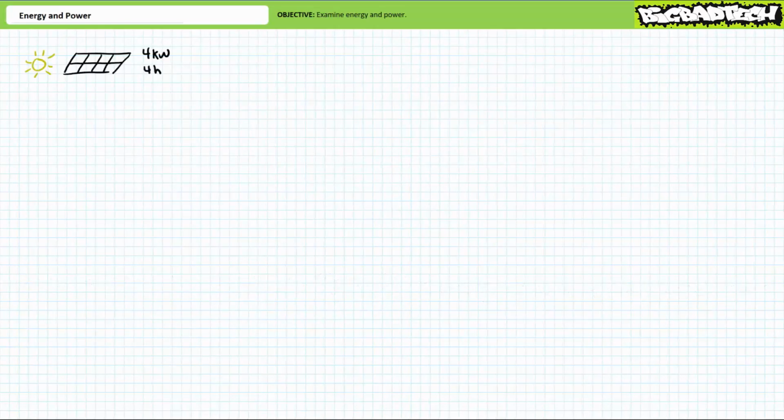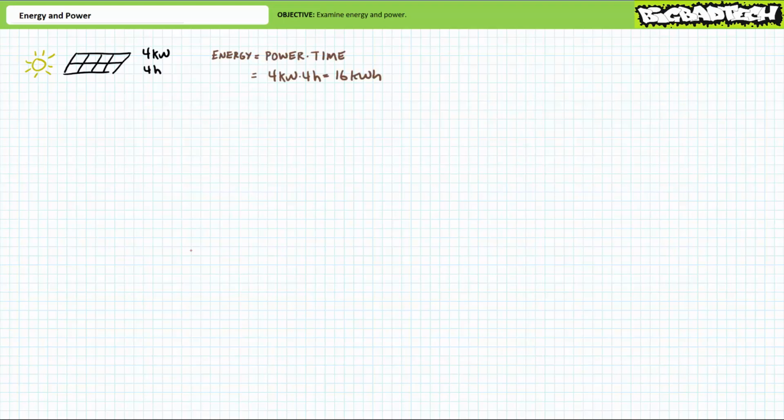Consider a 4 kilowatt solar array being exposed to peak sunlight for a period of 4 hours. How much energy does this solar array produce in units of kilowatt hours? Energy is power times time. Rather than converting hours to seconds as we did when calculating energy using units of joules, we simply multiply the power in units of kilowatts times the time in units of hours. 4 kilowatts times 4 hours yields 16 kilowatt hours. It really is that easy.